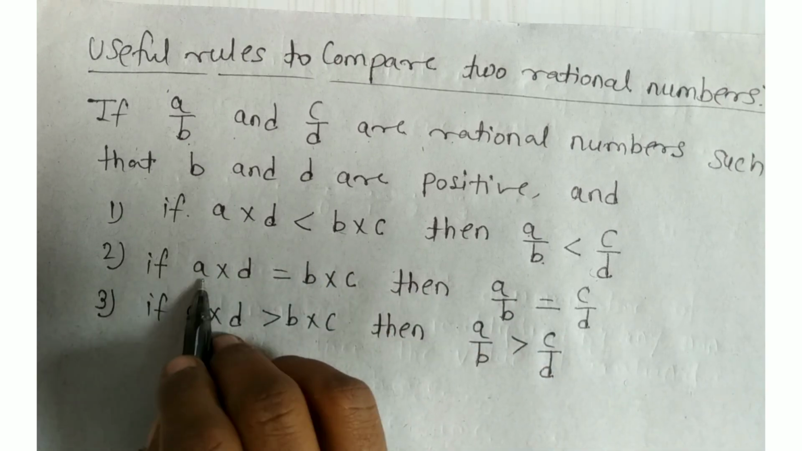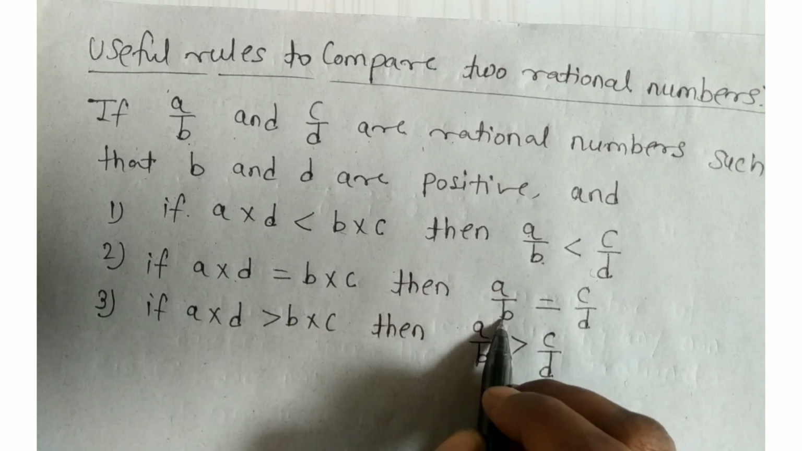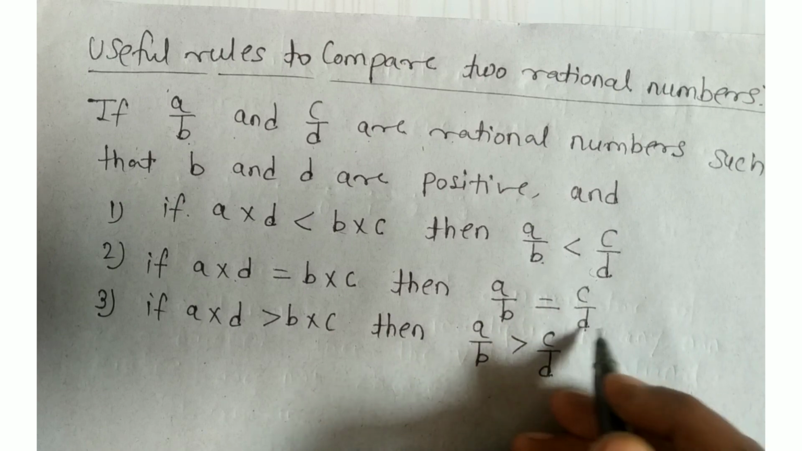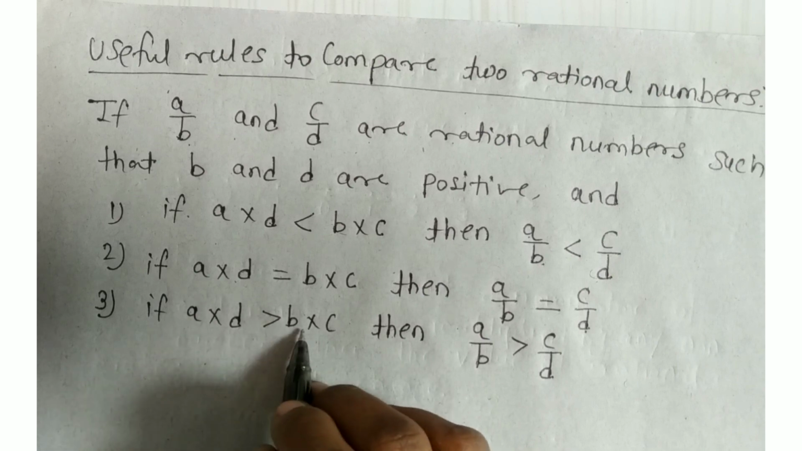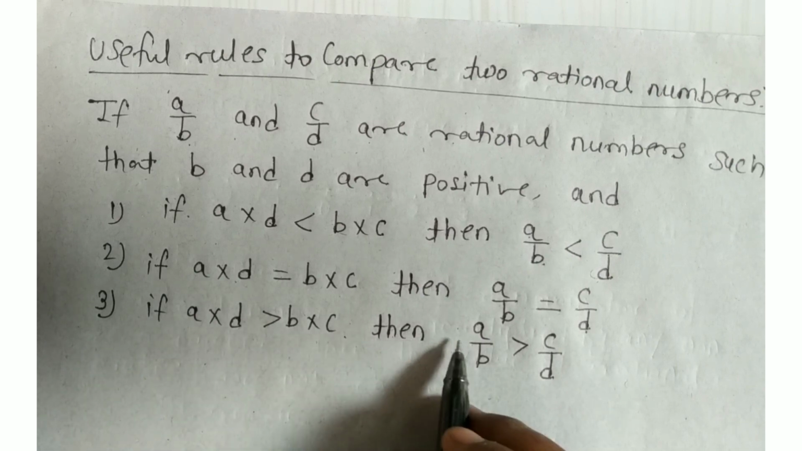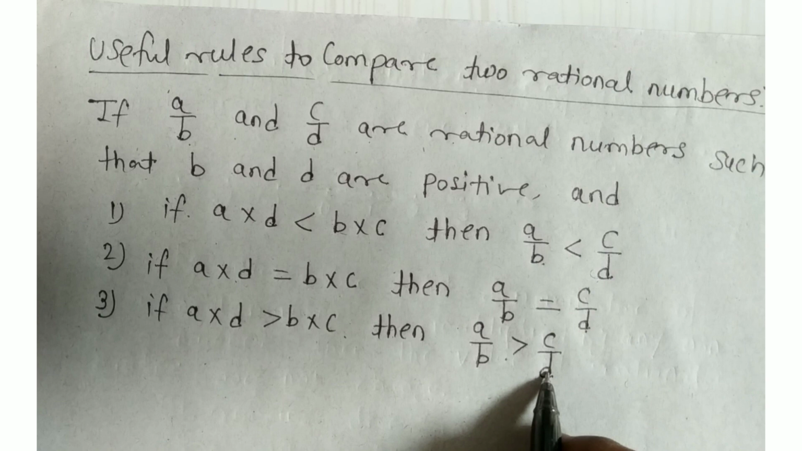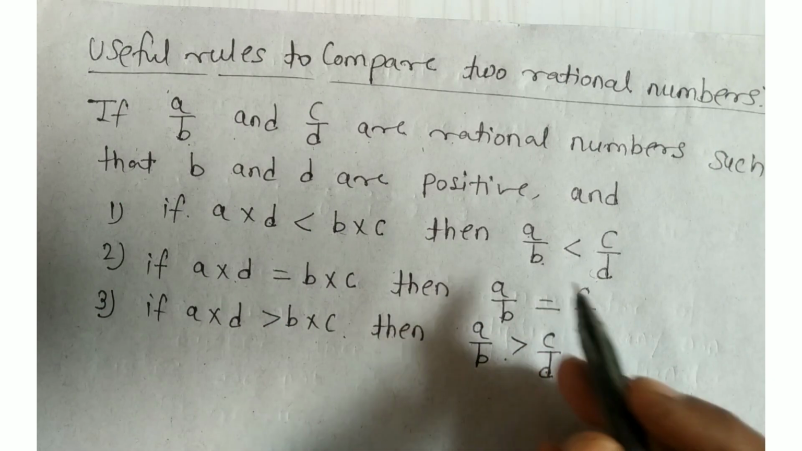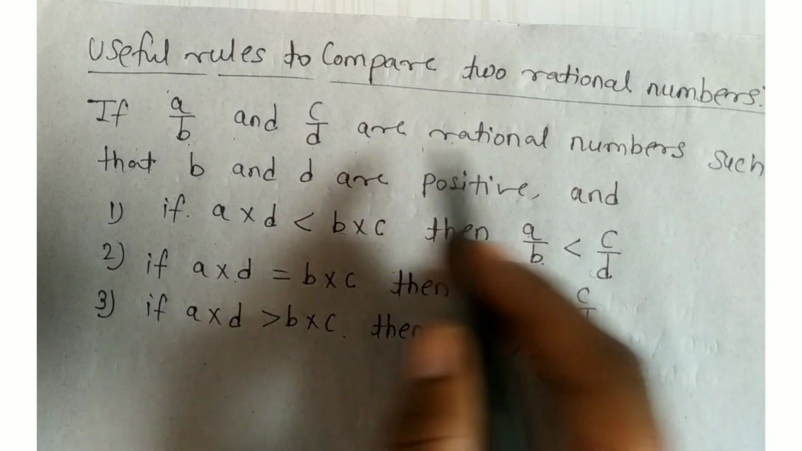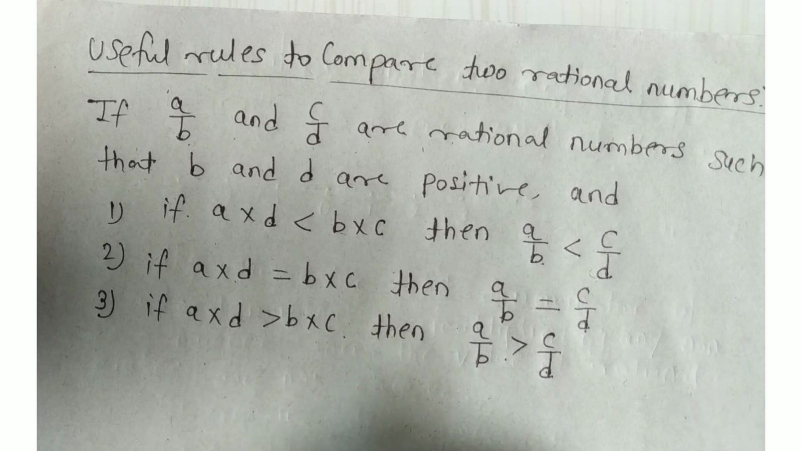Second one, if a into d is the same as b into c, then a upon b is equal to c upon d. Third one, if a into d is greater than b into c, then a upon b is greater than c upon d. These are some useful rules to compare two rational numbers. If we know these things, then we can easily compare two rational numbers.